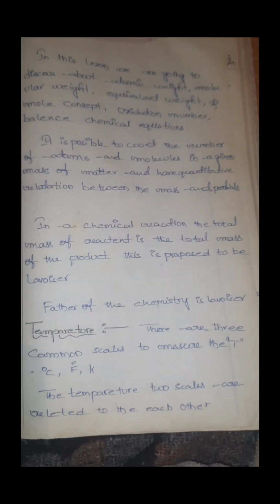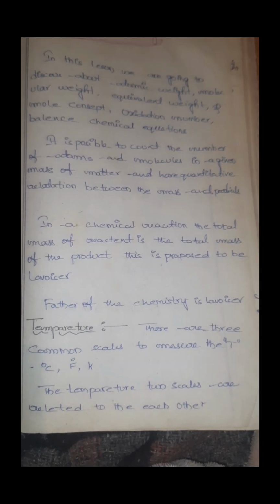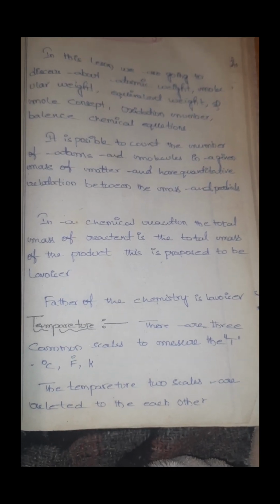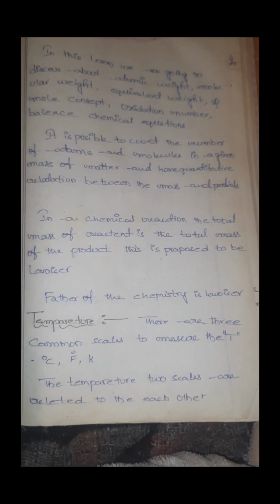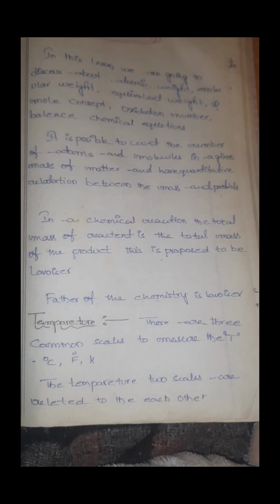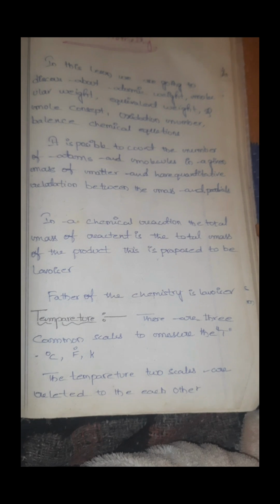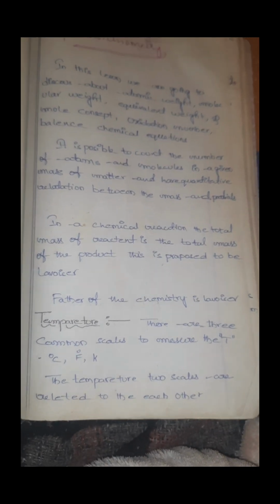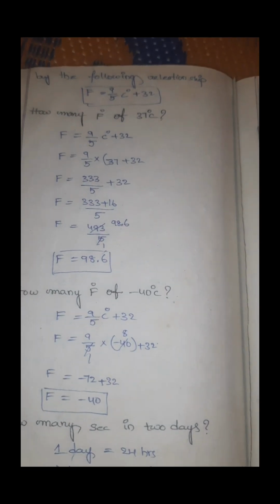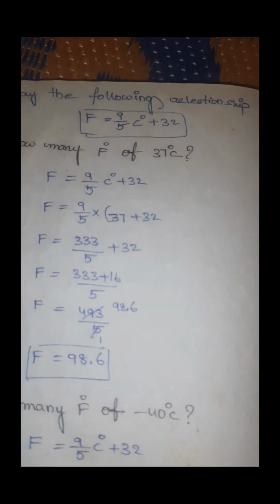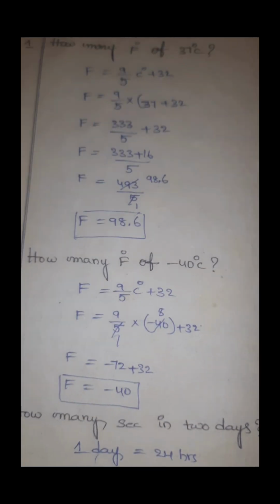Before going to that, you have to read some basic concepts. In this paper, mainly temperature conversion is there. There are three common scales to measure temperature: centigrade, Fahrenheit, Kelvin, or another one, Reaumur. The temperature scales are related to each other by the following equation: F is equal to 9 by 5 C plus 32.